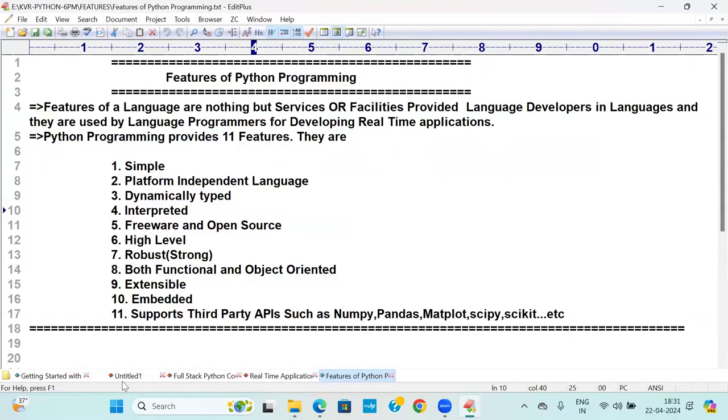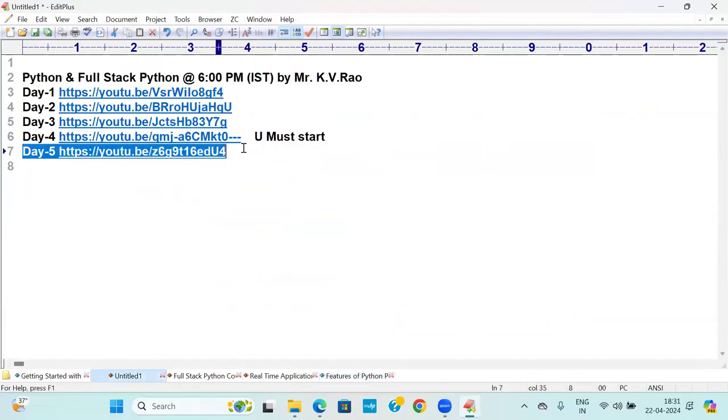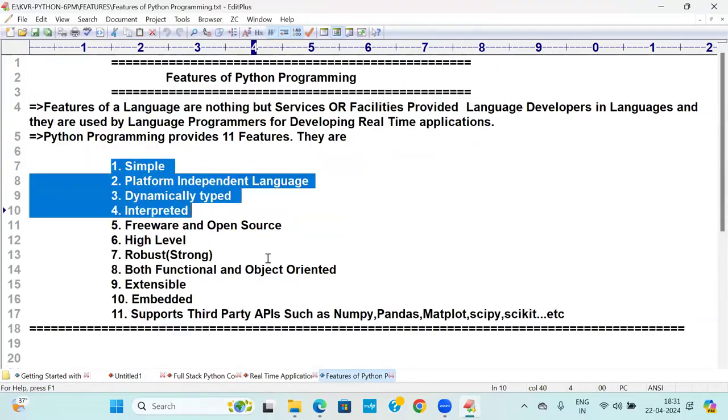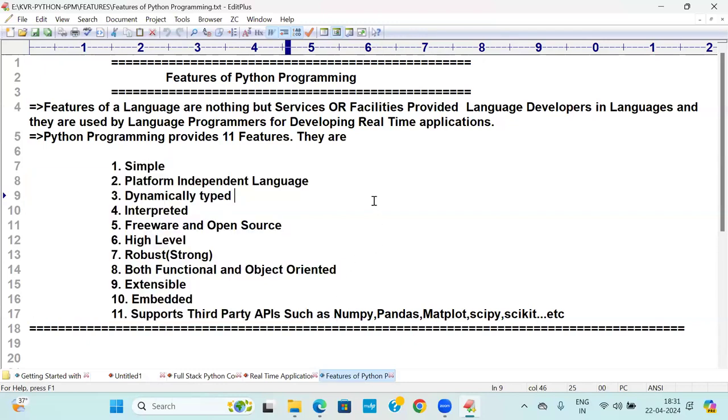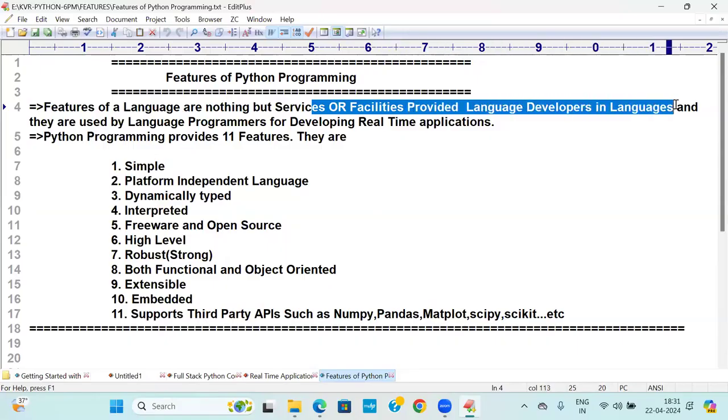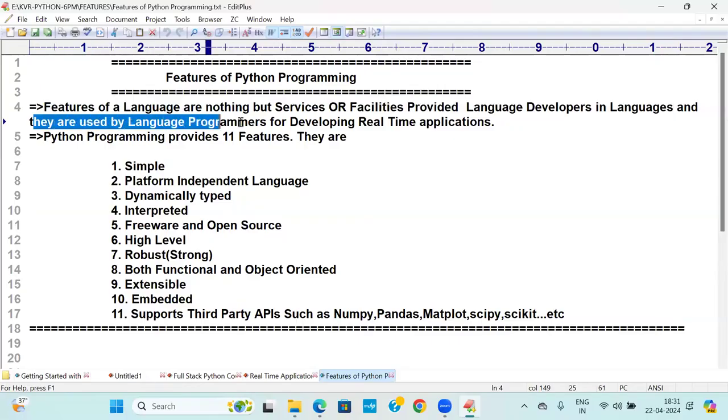So even if you did not attend the last class, day number 5, no problem, because I am starting today the discussion about the features of Python. So how many features does Python have? Number 1, simple. All of you read out. Features of a language are nothing but services or facilities provided by the language developers in the language, which are used by real-time programmers for development of real-time applications. Python programming provides 11 features. They are simple. Come on, read out everybody.